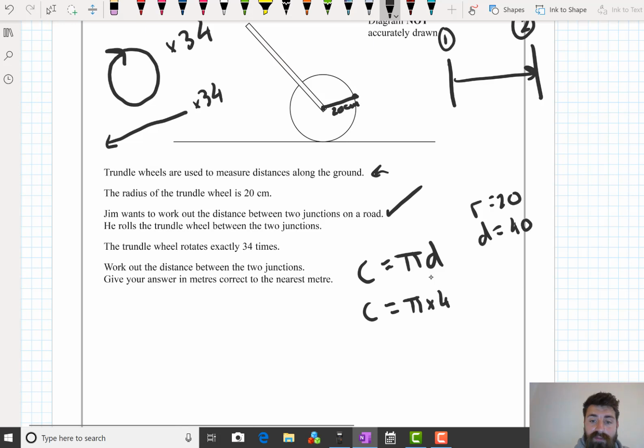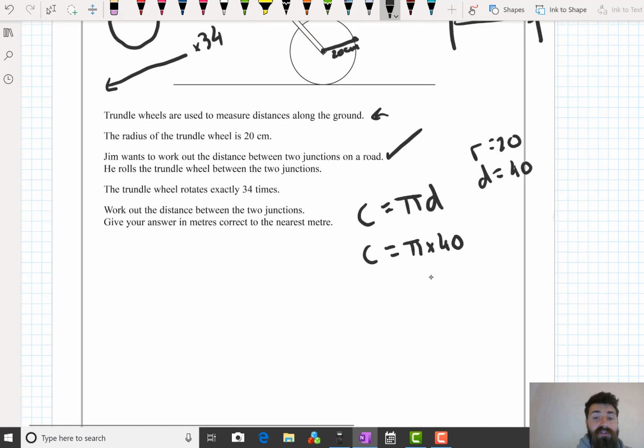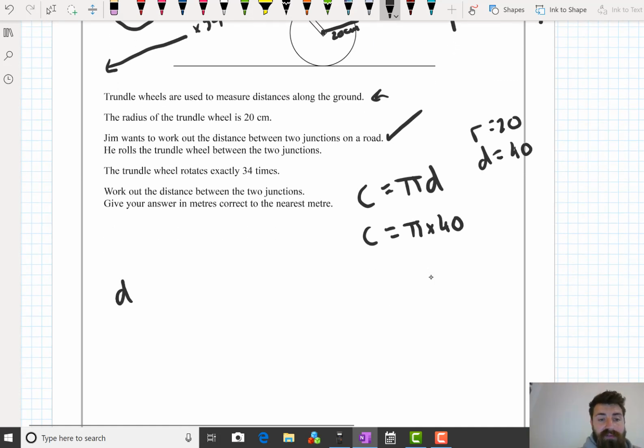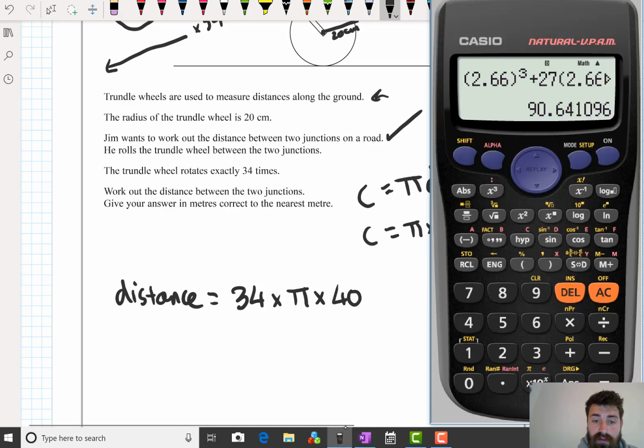However, that's the circumference for just one circle, but we want to see what 34 of them will be. So the distance is going to be equal to 34 lots of the circumference. I don't need to calculate what pi times 40 is, get it into a decimal, then times it by 34. It's fine just to put it in one line. It's actually a lot neater. So can I leave it like this, or does it ask me to do something?